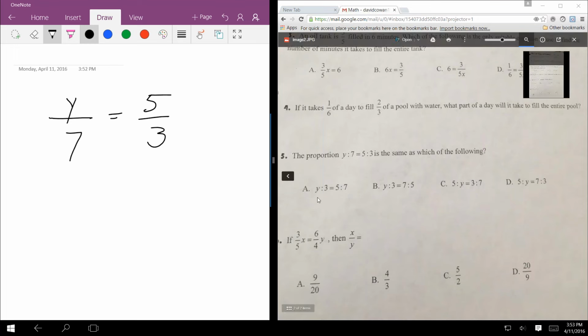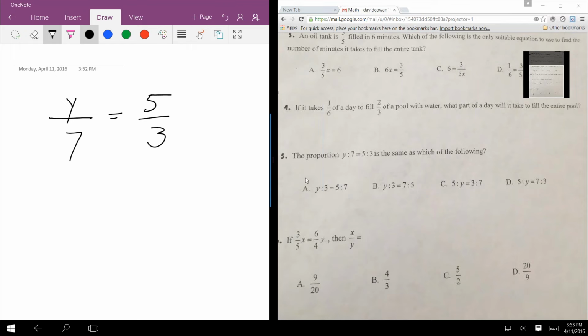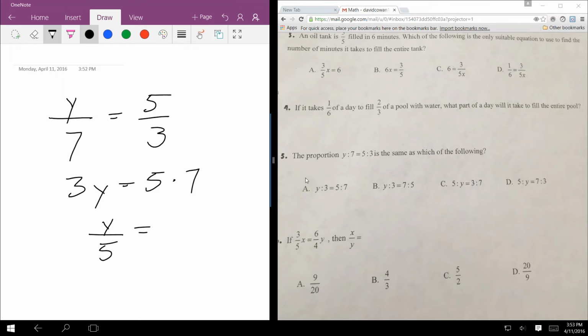Notice I can never produce the first one because I can't get y divided by 3. I could cross multiply, watch. I get 3y equals 5 times 7. And now I can divide y by 5 and the right side by 3, so I can get y is to 5 as 7 is to 3.